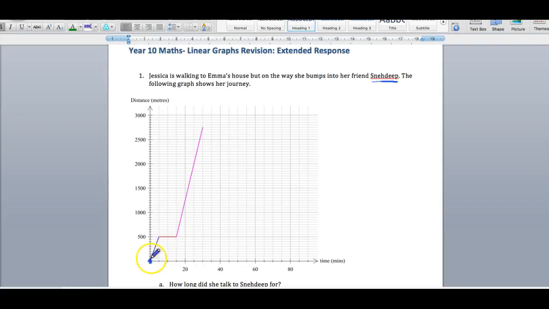So here Jessica is walking and then she stops. Okay, she stopped here. And this straight line means time is passing. Okay, so your time is still going on, but she's not moving. So obviously we'd say she's talking to Sneedeep here. So from this point here to this point here, she is talking to Sneedeep. And we've got to think, all right, what is our scale going up to? So if this is 20, we've got to say, all right, 5, 10, 15, 20. We're going up in groups of 5. So she talks to Sneedeep from the 5th to the 15th minute. So she's talking to Sneedeep for 15 minutes.